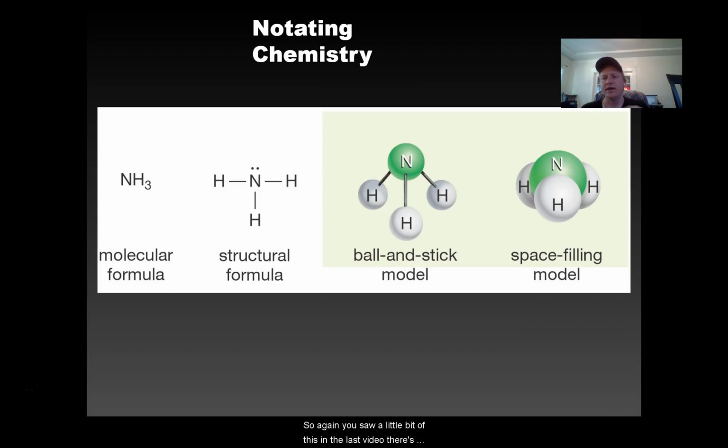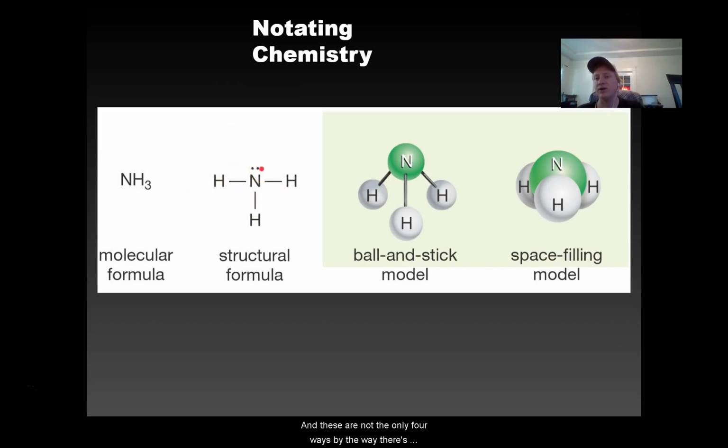So again, you saw a little bit of this in the last video. There's more than one way that you can write a molecular formula down. So you could just write NH3 and everyone would basically know what you're talking about. Another thing that you can do is you can write down the structural formula.